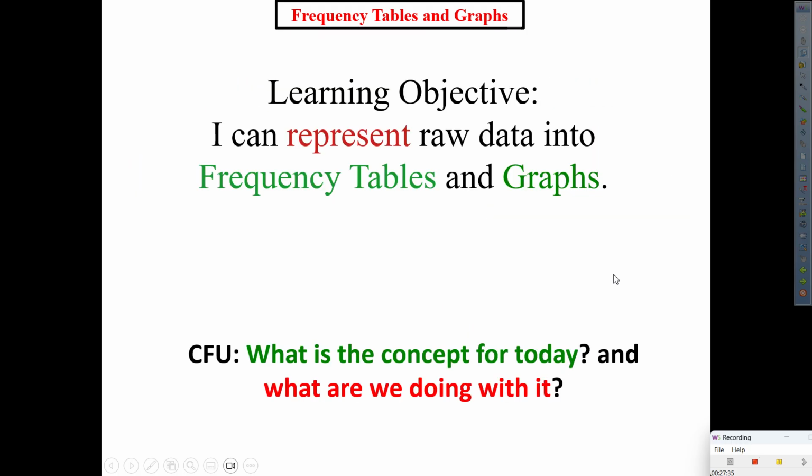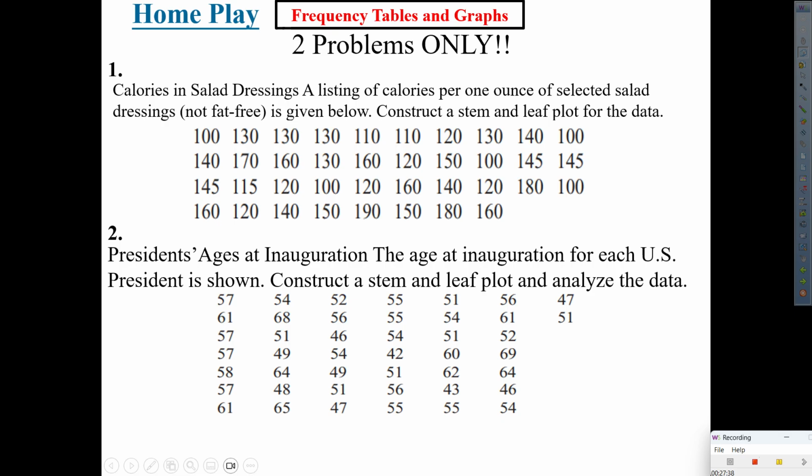All right, so with that said, homework for tonight, there it is. Get started, stem and leaves. You guys have exactly 13 minutes to finish.